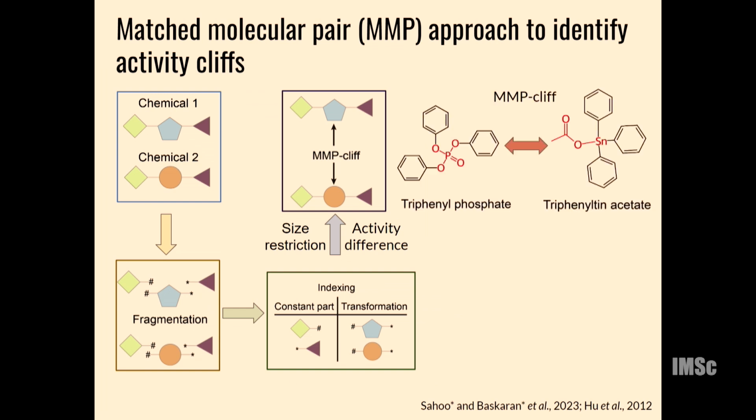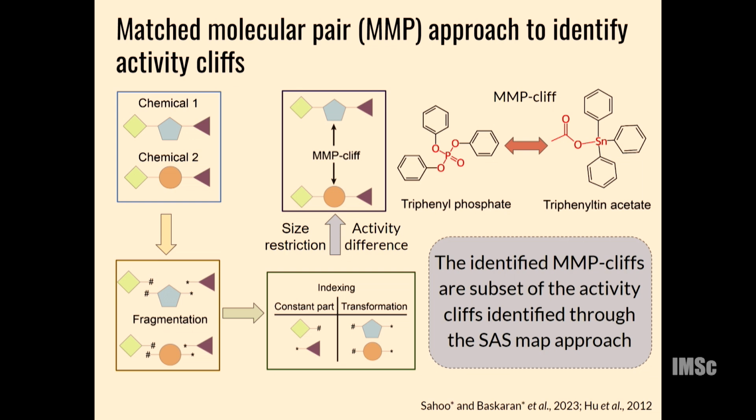Now this is an example of an MMP cliff, where this chemical and this chemical are the same, the only difference is in this middle region. And what we observe is that the MMP cliffs that we have identified in the agonist and antagonist data sets are always a subset of the cliffs that we identified from the SAS map approach.